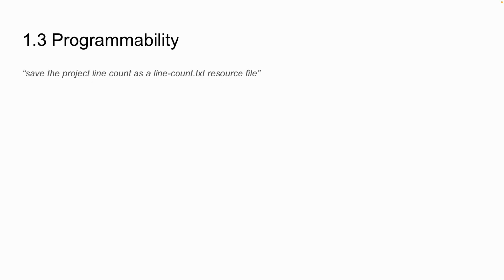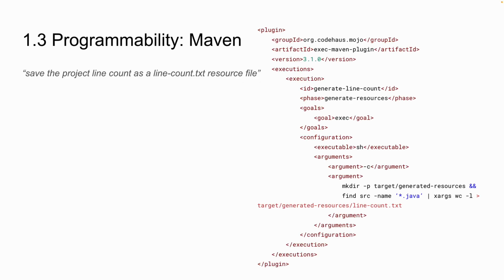As an example customization, let's say I want to save the project line count as a line-count.txt resource file for use at runtime. This is a bit artificial and contrived, but it's representative of the many weird things you have to do in real projects. Doing this in build tools like Maven or Gradle isn't impossible, but it can be surprisingly difficult and surprisingly tricky. So here's an example implementation using the Maven exec plugin.